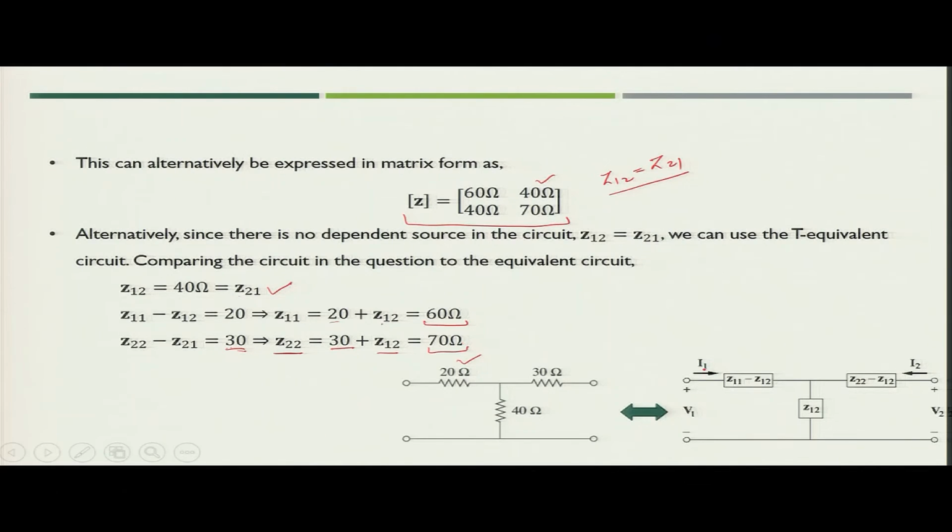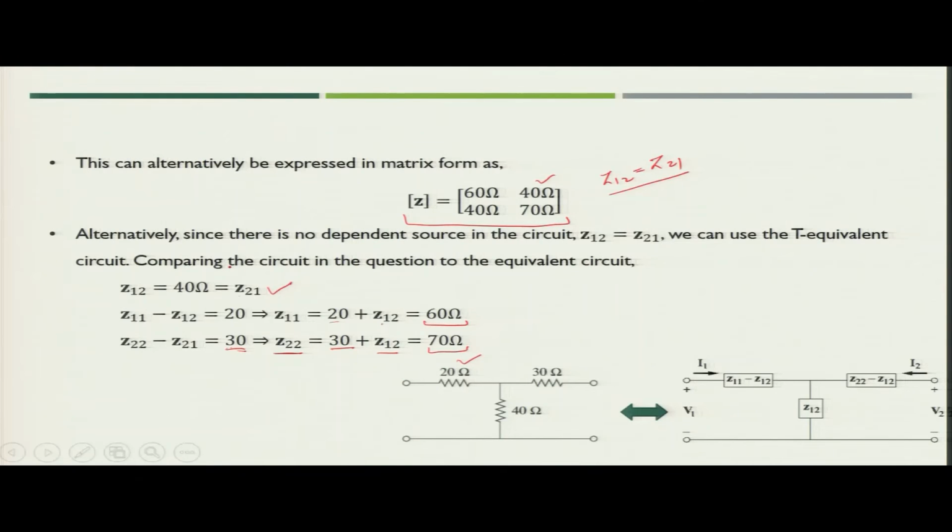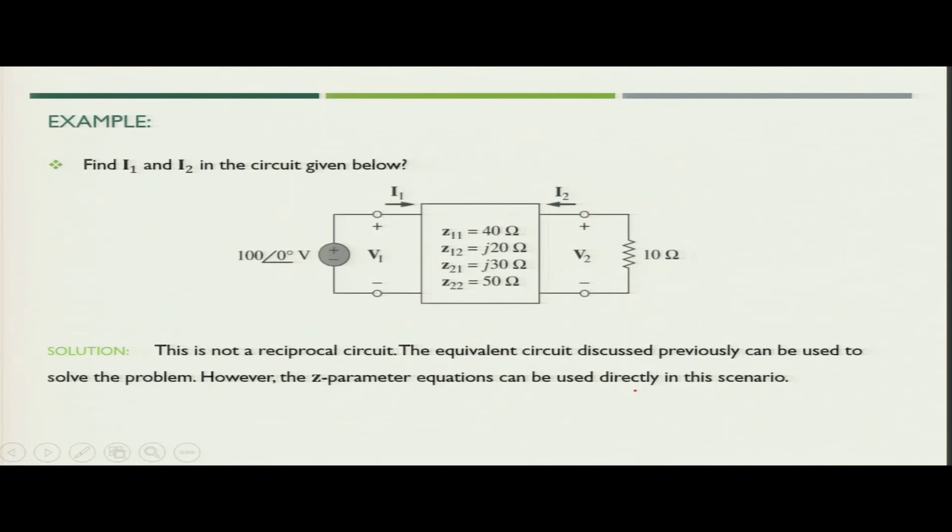So, you can use either the Z parameter equations to find out these Z parameters, or if you know that the circuit can be represented as a T equivalent, you can compare the circuit with the T equivalent circuit and straight away find out the value of the Z parameters. Now, let us take another example.